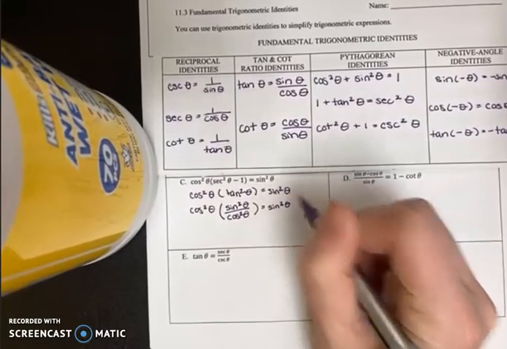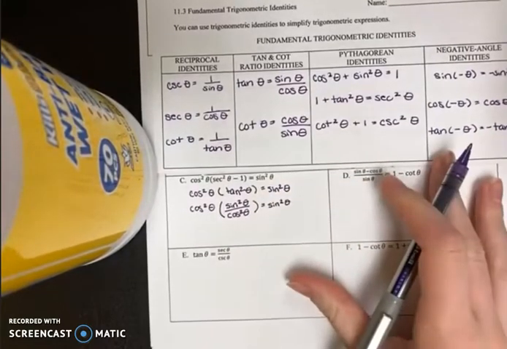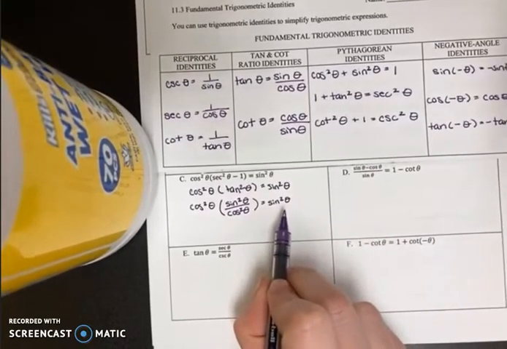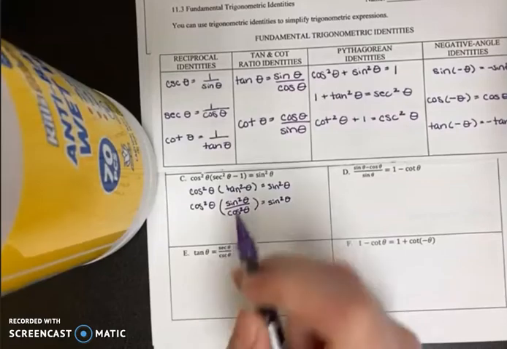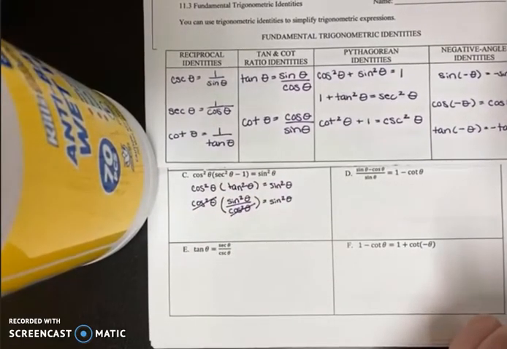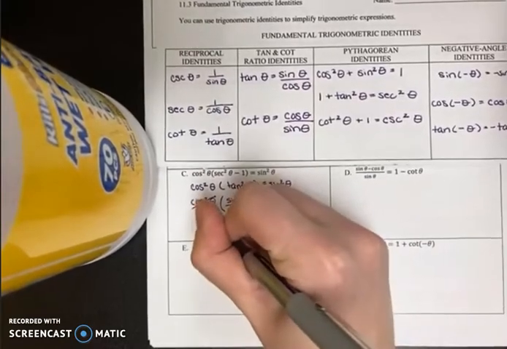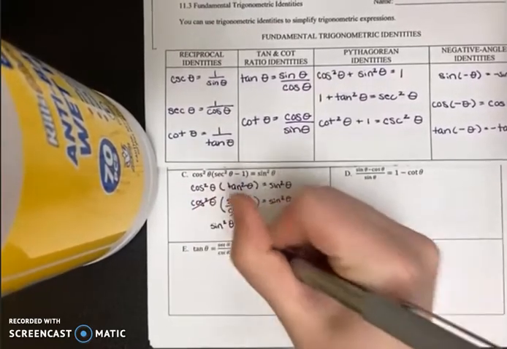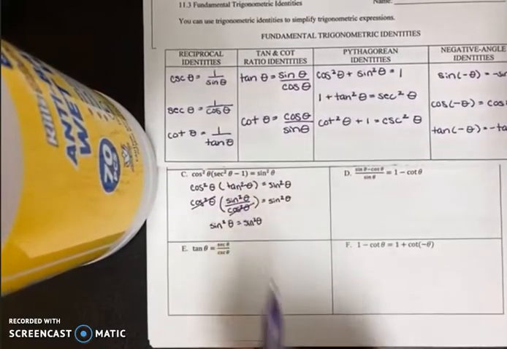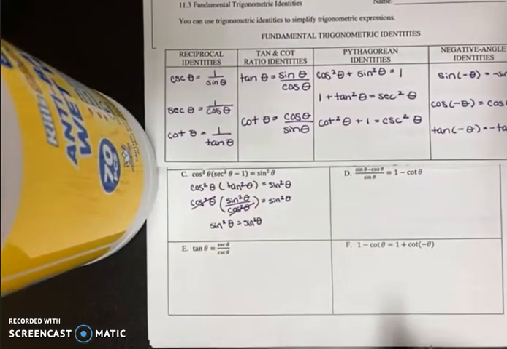So while I was trying to figure out what to do, which identities to use, I kept in mind that I want to get a sine squared theta. And by rewriting the tangent, I can now see that the cosine squares would cancel out, which does leave me with a sine squared theta. So I have just proved that this was a trigonometric identity.